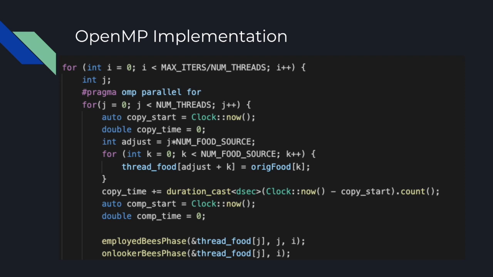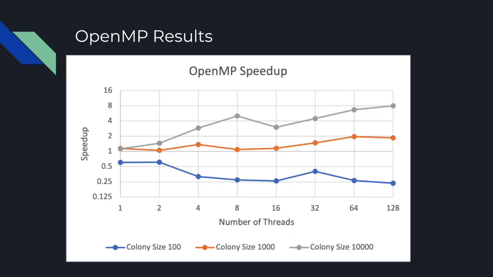In the OpenMP solution, for each thread, we ran the employed bees phase and the onlooker bees phase in parallel. At the end of each phase, the thread with the best food source is chosen, and all the other threads update their food source to the new best one for the next iteration. These are the results for our OpenMP implementation.